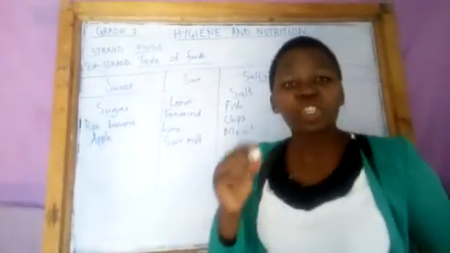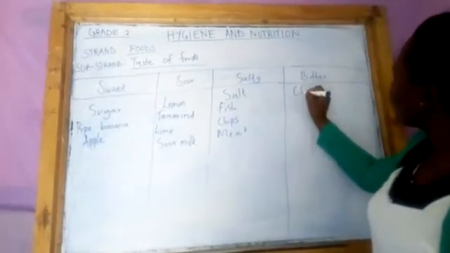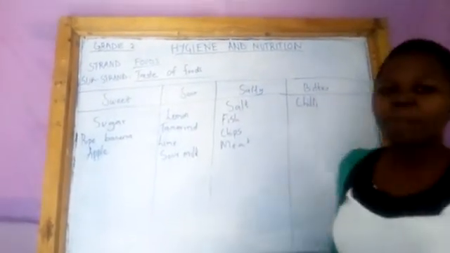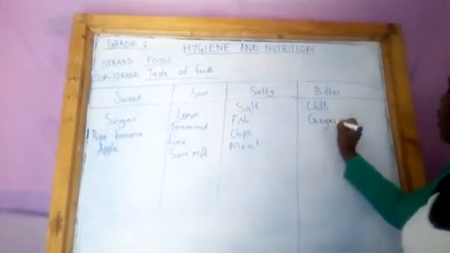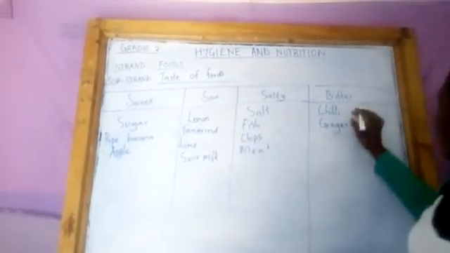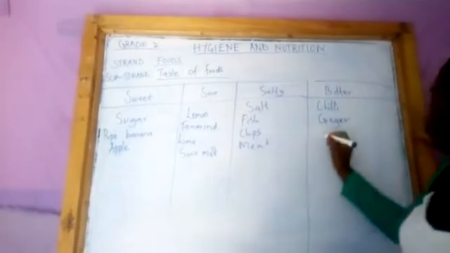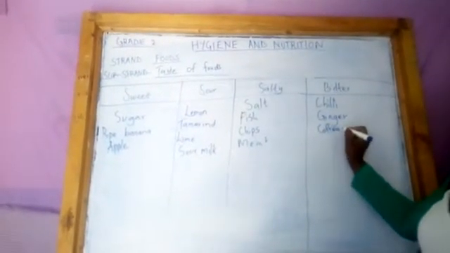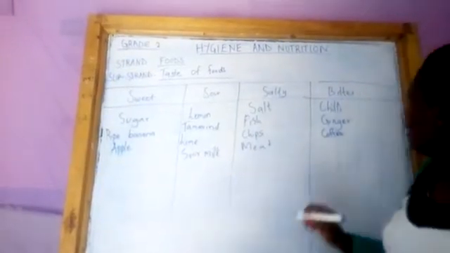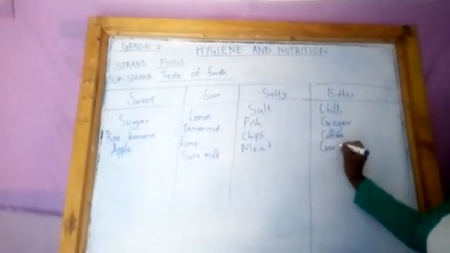Number 4, bitter tasting foods. Number 1, chili. Mr. Chili. Chili tastes so bitter. We have ginger. These ones taste bitter. We have coffee. Have you ever taken coffee? Coffee tastes so bitter. And then we have garlic.